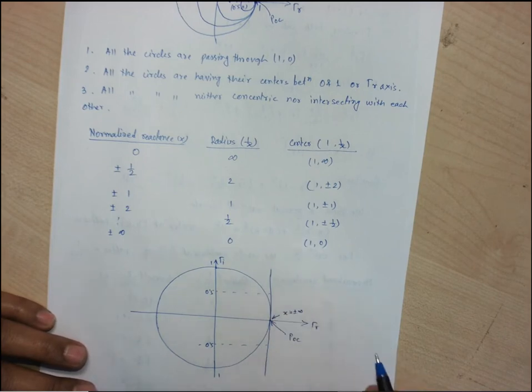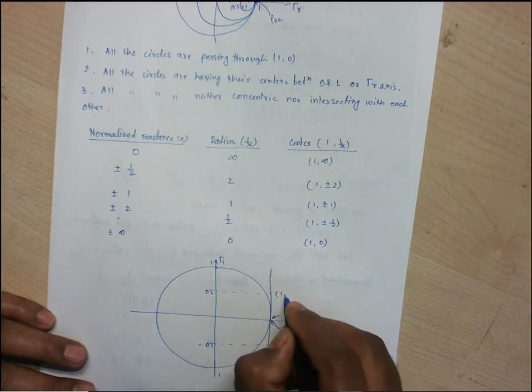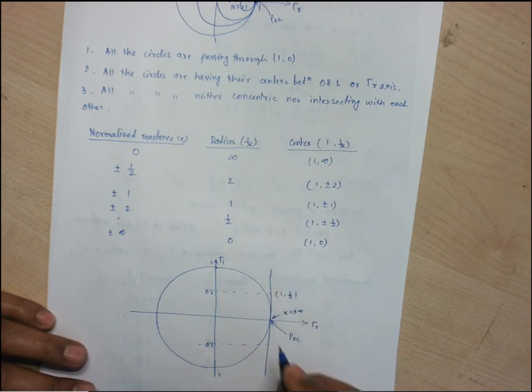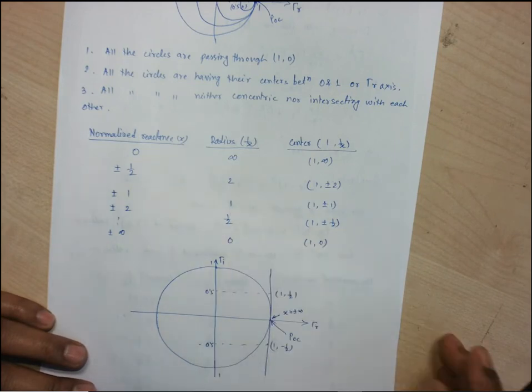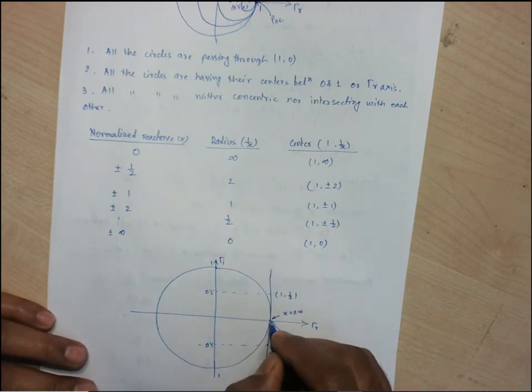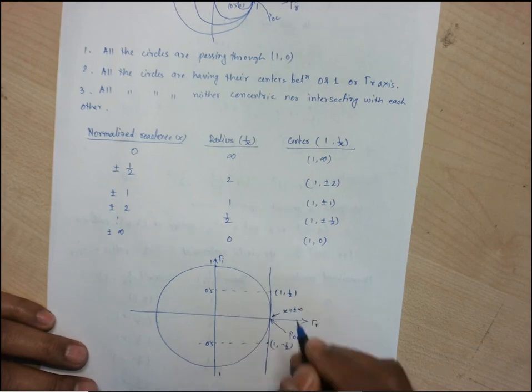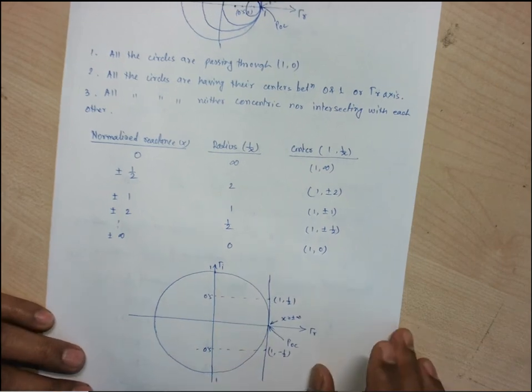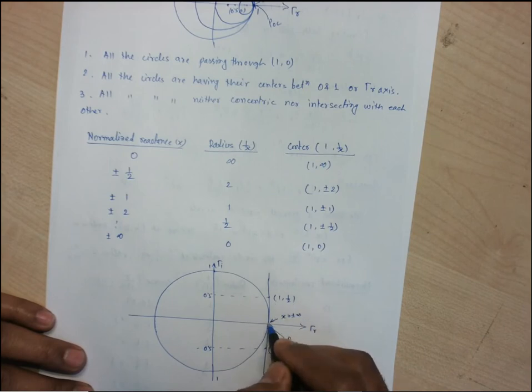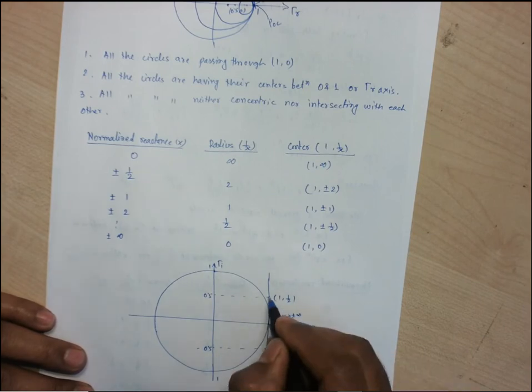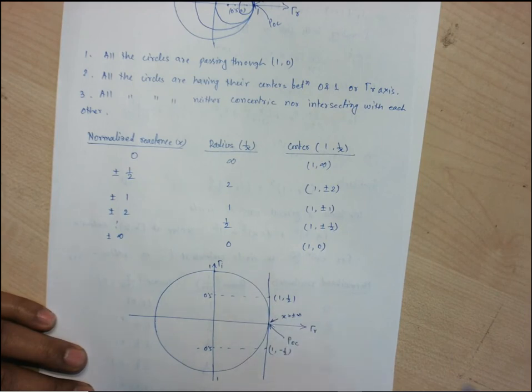So this is one center, 1 comma half, and this is another center, 1 comma minus half. We need to take these 2 points as centers and draw a circle with radius of half, right? So these 2 points are the centers. If we start drawing, then we have the circle with 0.5 radius. So this value from here to here is obviously 0.5.